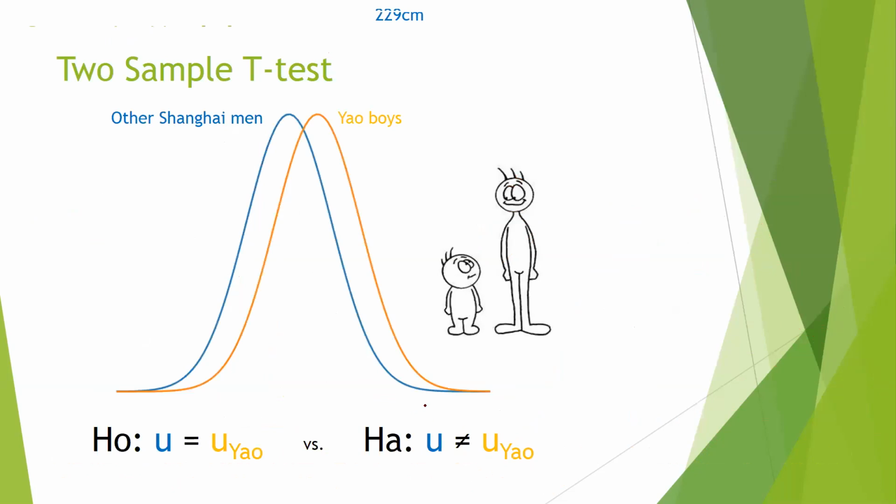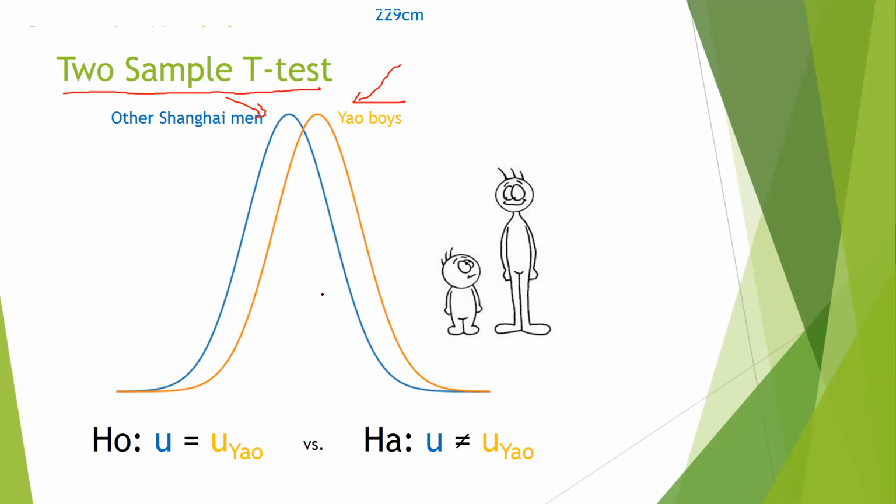Okay. So first we need to show that the effect from the Yao family genetics is significant. So what we can do is a two-sample t-test. Probably some of you have already done this before, but not using this data, but using some other data to compare two groups. So here, if we want to show the genetic background of the Yao family is really outstanding, we can compare the height of Yao boys with other Shanghai men.